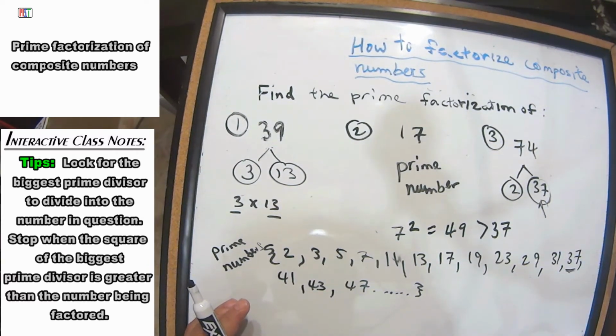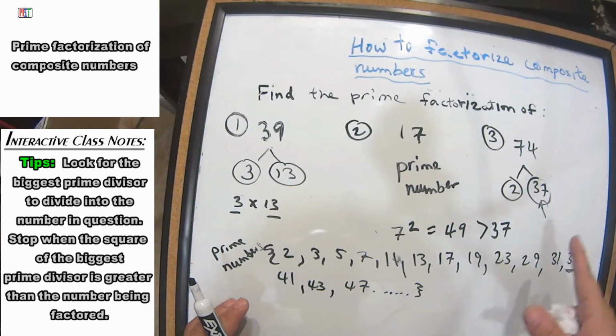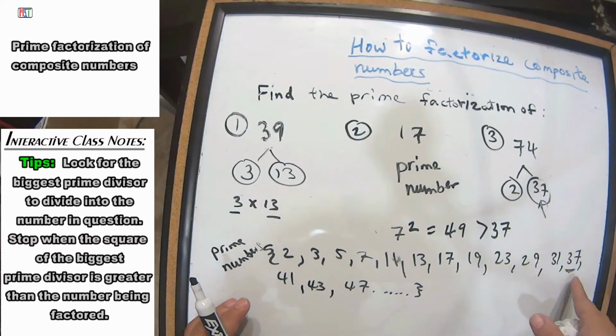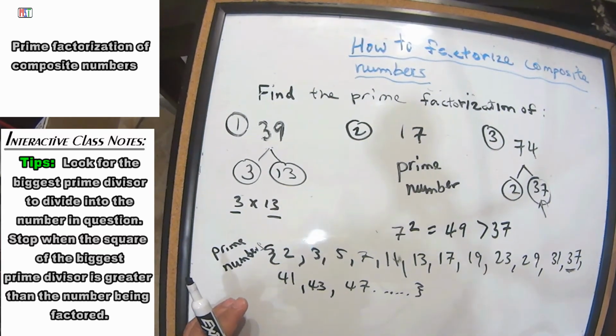Okay. So, for example, you can keep going and say 11. Can 11 go into 37? No. 13, no. 17, no. 19, no. 23, no. 29, 31, and so on, right? And then, oh wait, it's 37. 37 is a prime number.